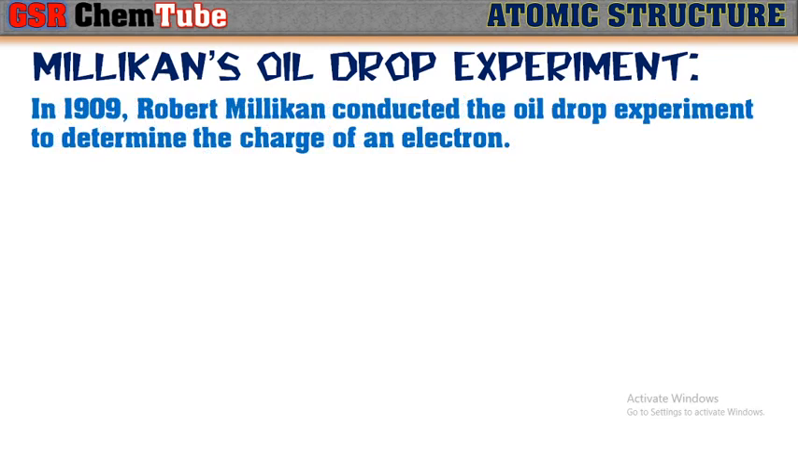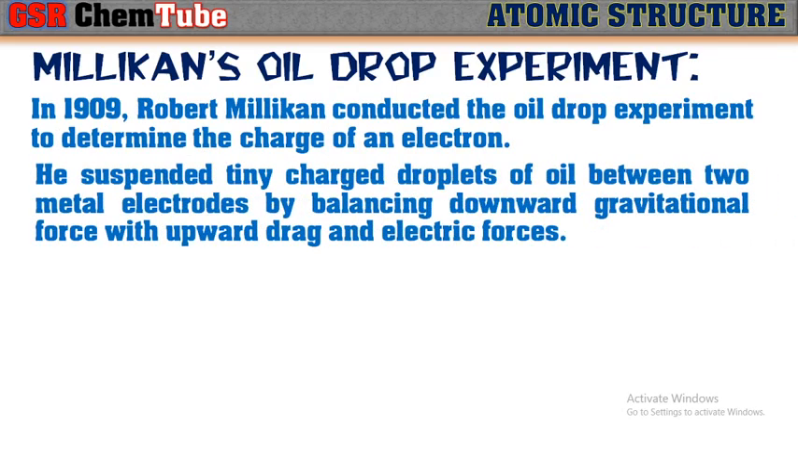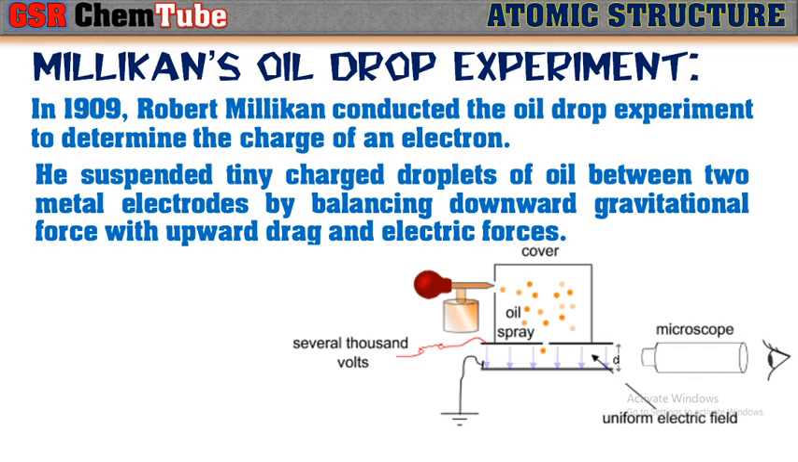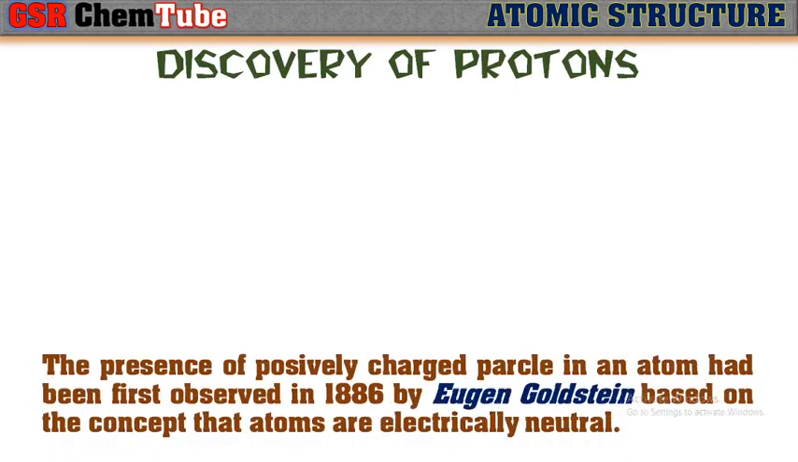In 1909, Robert Millikan conducted the oil drop experiment to determine the charge of the electron. He suspended tiny charged droplets of oil between two metal electrodes, as shown here, by balancing the downward gravitational force with upward drag and electric forces. By this experiment, he measured the charge of an electron as minus 1.602 × 10^-19 coulombs. Now let us see the discovery of protons.